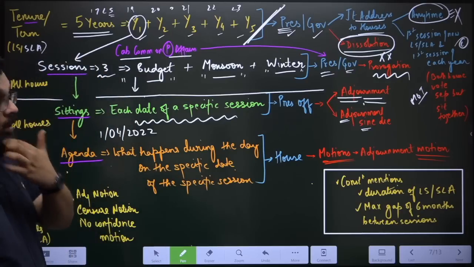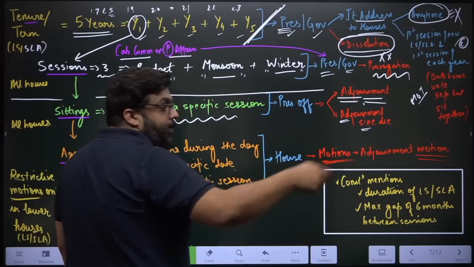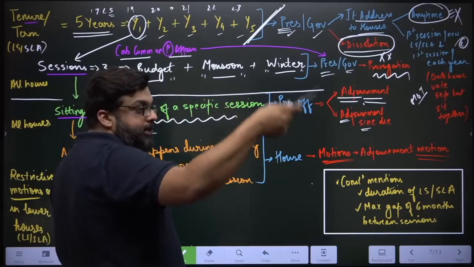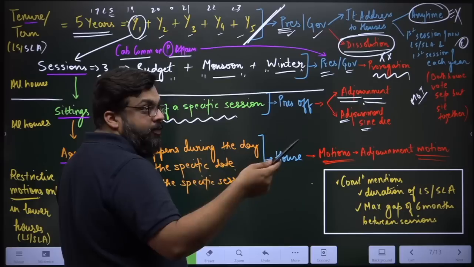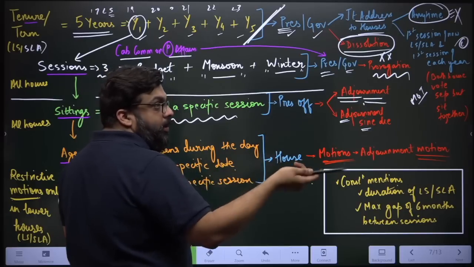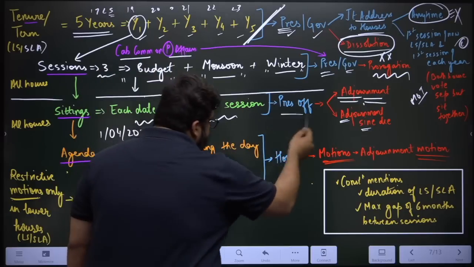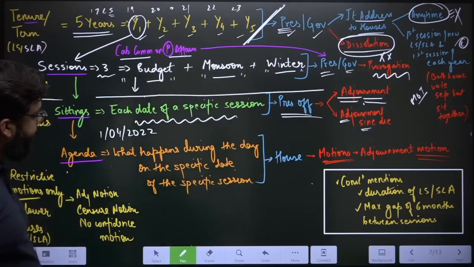So this is done. Who decides it? Because it's about regulating the conduct of the house as a whole, you're shutting the house off. The class monitor should decide, the house monitor should decide, the school principal should decide, the presiding officer does.